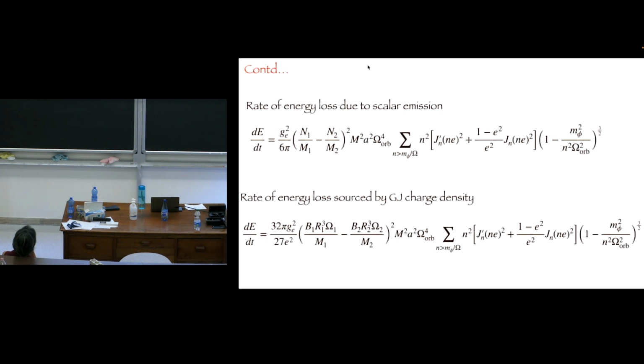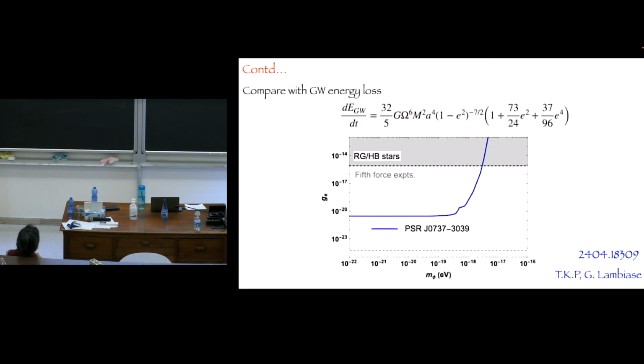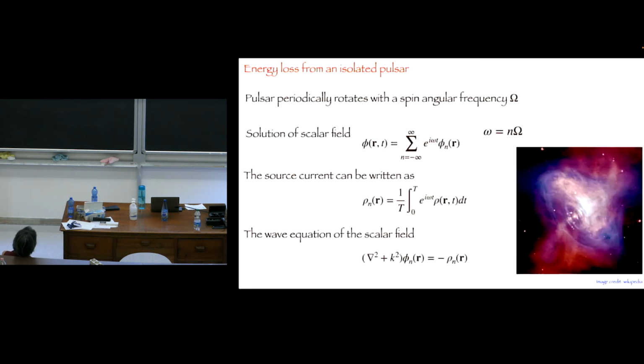If the scalar field is coupled with the net electron charge, you will get a behavior like this. If it is coupled with the Goldreich-Julian charge density, you will get an energy loss of this form. The point is that you have to compare with the typical energy loss for gravitational waves. We get a bound on G of about 10 to the power minus 21, which is 2-3 orders weaker than the usual fifth force experiments.